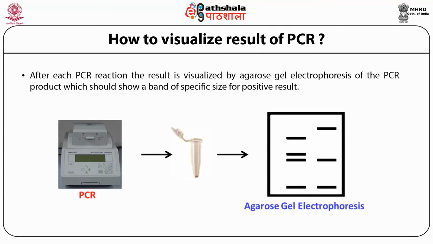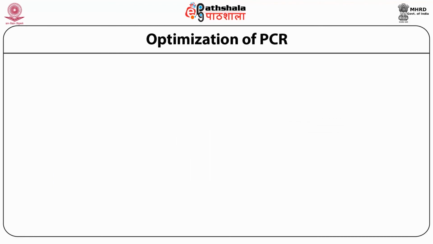After each PCR reaction, the result is visualized on agarose gel electrophoresis of the PCR product, which should show a band of specific size for a positive result. Absence of a band or a band of different size shows a non-specific result. In this slide, the optimization of the PCR reaction is described.